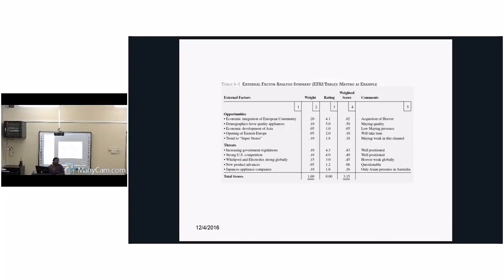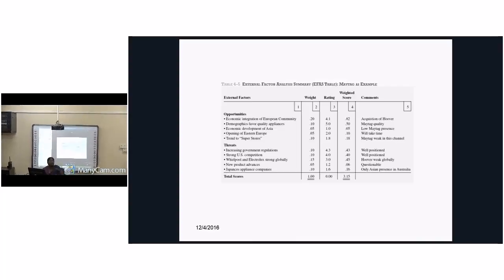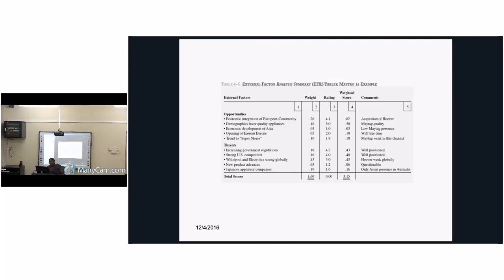Finally, you will end up with some quantified value for your external environmental threats and opportunities. You can give some value for the external environmental opportunities and threats. This is how you do external environmental analysis. This table is called the external factor analysis statement, or external factor analysis summary, or matrix.